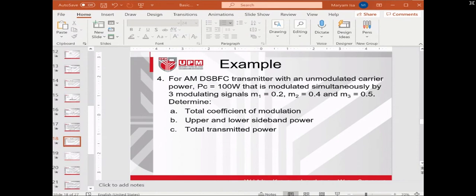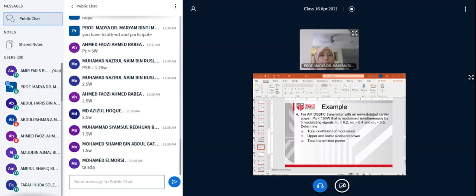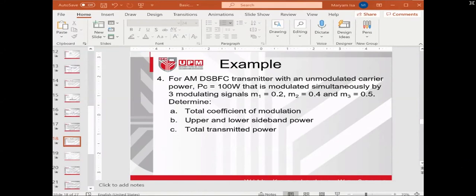Have you finished? Yes, Dr. Does the coefficient have a unit? He's asking the others. Does this modulation index have a unit or not? No, Dr. Oh, no unit. Right, thank you. You just came, eh? Halfway through class. Okay, so the value, Naim? For the coefficient, 0.671. Okay. Thank you.